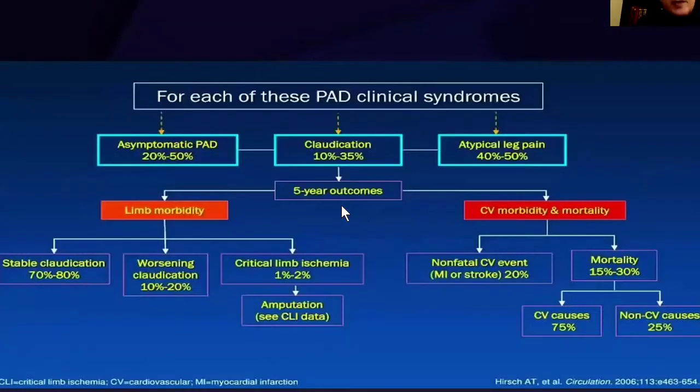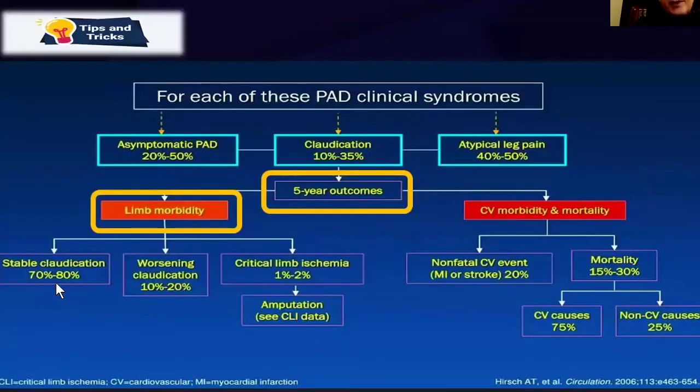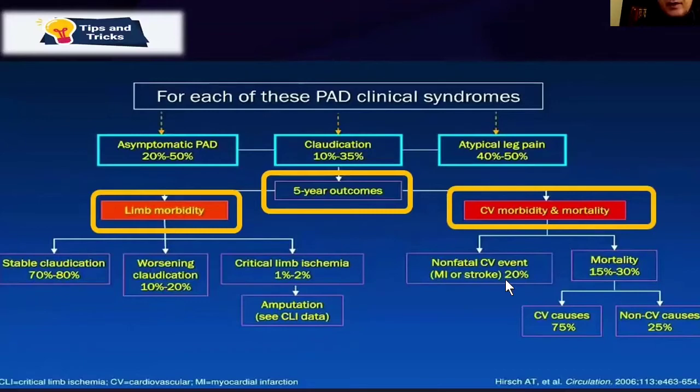From this slide, we see the 5-year outcomes here. The limb morbidity, as we see, the stable claudication can be 70 to 80%. Worsening of claudication can increase to 10 to 20%. The critical limb ischemia can be from 1 to 2%, leading to amputation. On the cardiovascular mortality, you can find the non-fatal cardiovascular event, MI or stroke, will increase to 20%. Mortality increases to 15 to 30% due to cardiovascular causes, which is 75%, and non-cardiovascular causes is 25%.